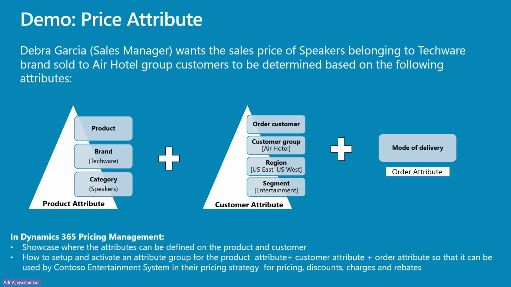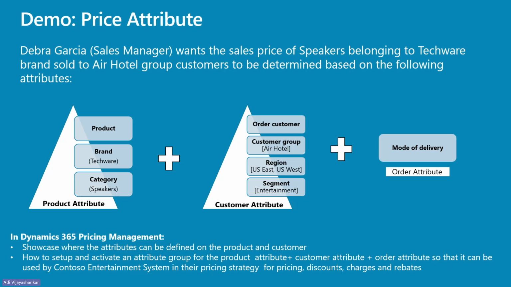So what we're aiming to do as part of this demo is showcase where the attributes can be defined on the product and where the attributes can be defined on the customer, how to set up and activate an attribute group for the product customer order combination so that it can be used by Contoso for pricing, discounts, charges, and rebates based on attributes.